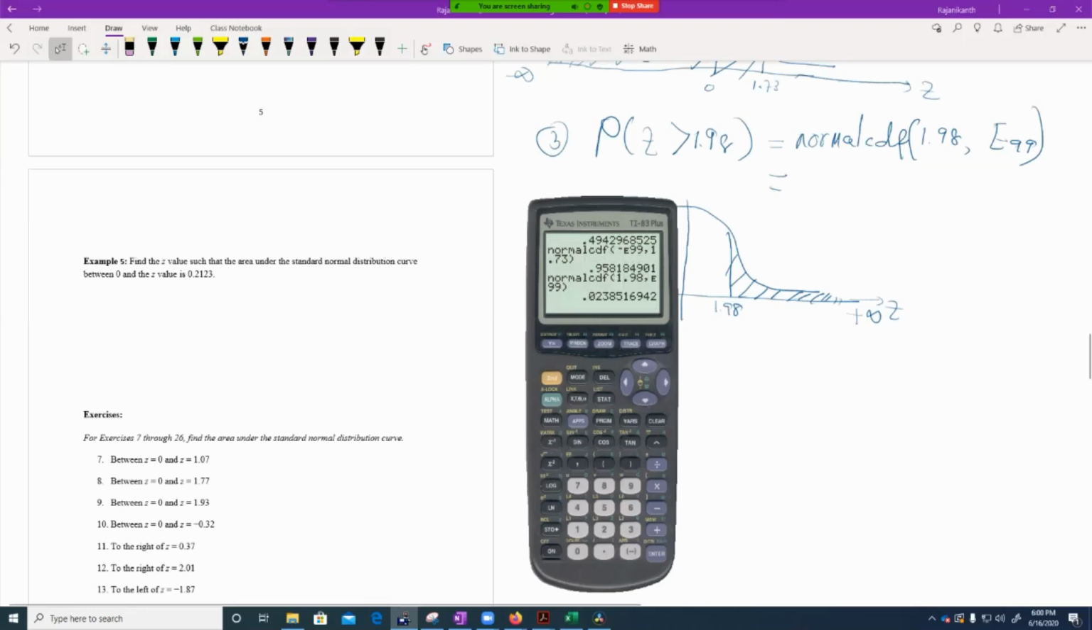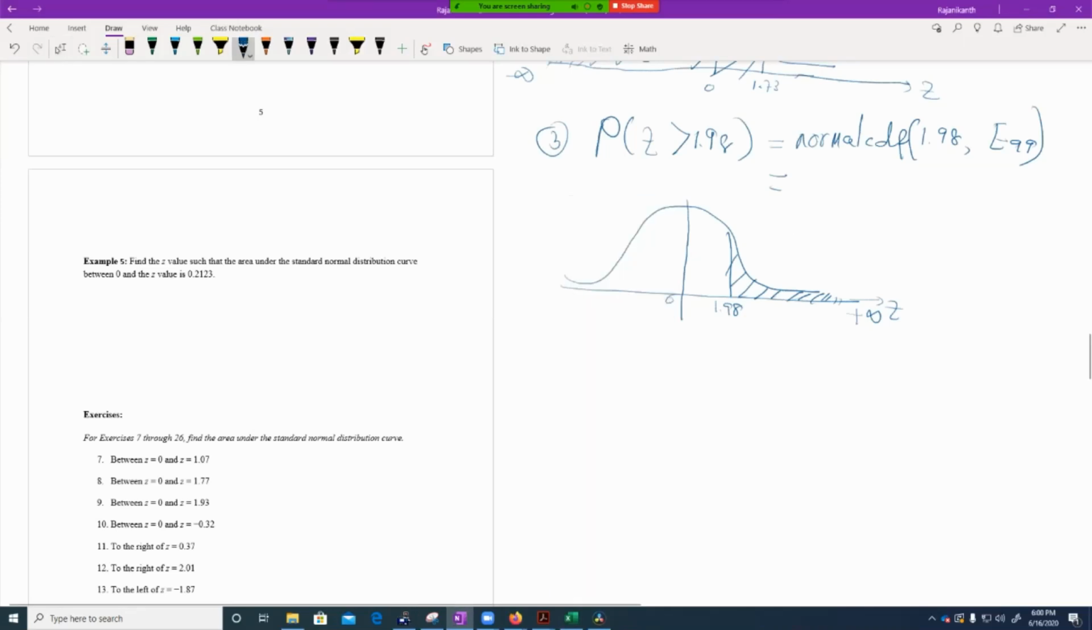So which is 0.0239, 0.0239. So very small probability, right? Because this is a very tiny area. That's it. Okay.